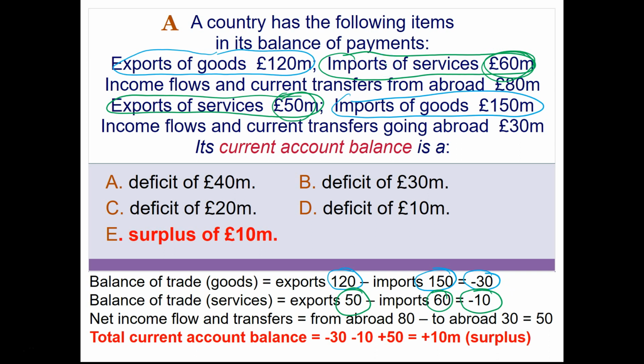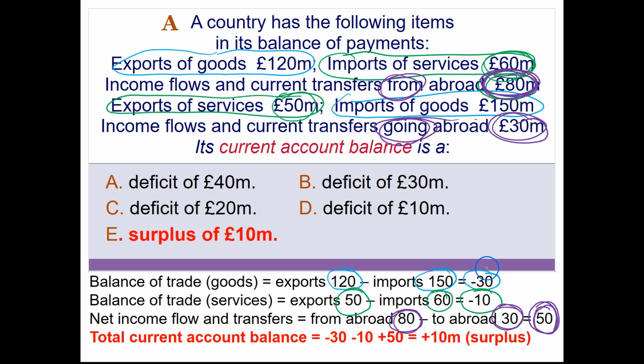And finally, we will need to add the net balance of income flows and transfers to and from abroad. So we will need to add these figures: 80 from abroad and 30 going abroad. We receive 80 million from abroad, and we'll need to subtract 30 million which we've sent abroad. So the balance will be positive, 50 million.